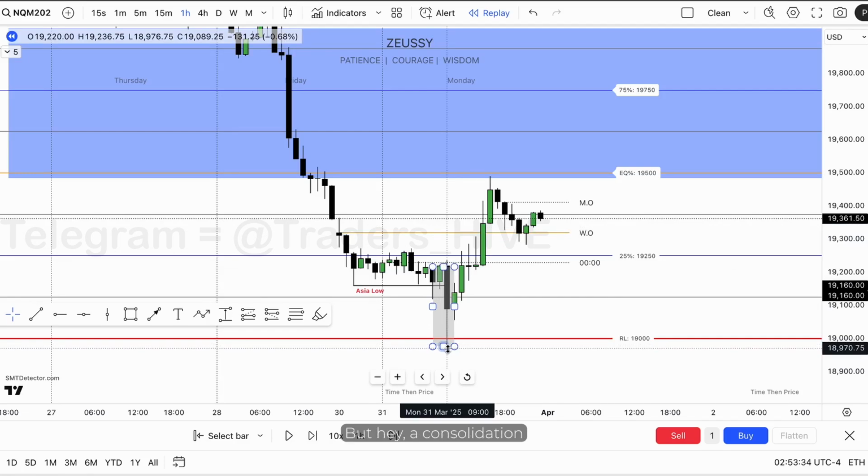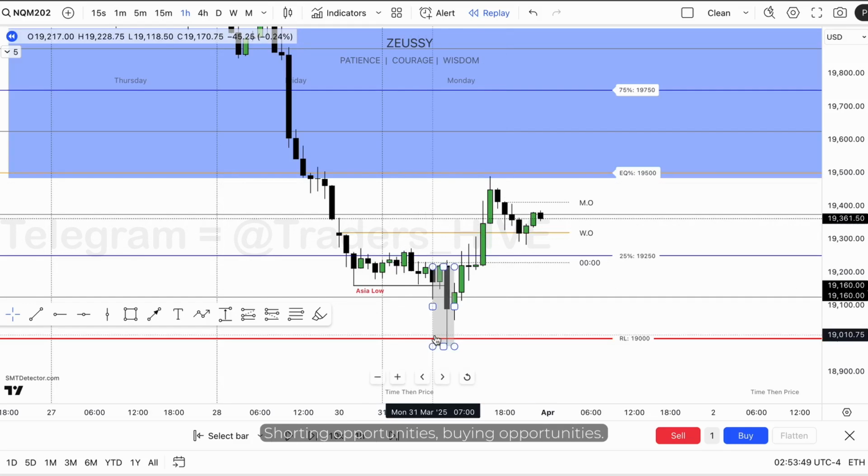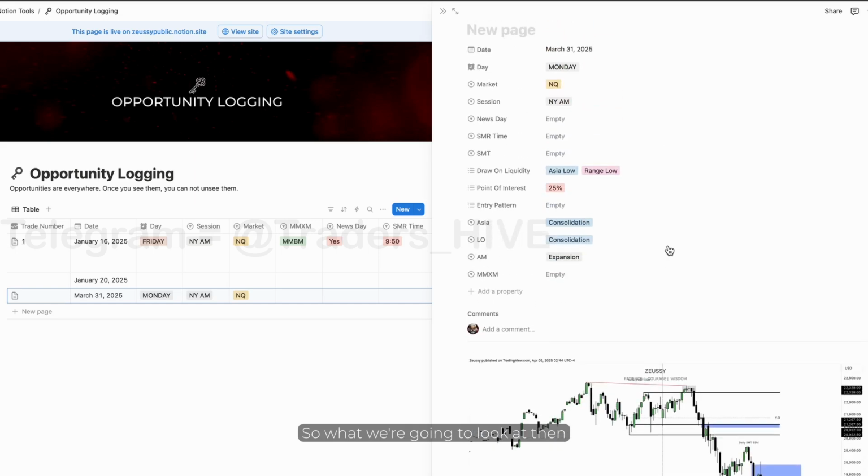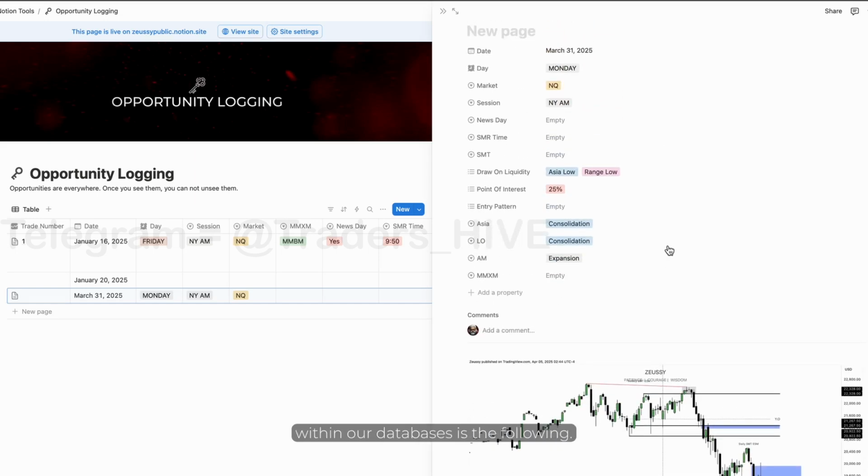But hey, a consolidation followed by an expansion into a draw on liquidity, into a POI, could be manipulation to do what? To then reverse and expand towards the opposing side. Expand lower, expand higher. Shorting opportunities, buying opportunities. So what we're going to look at within our database is both a market maker sell model and a market maker buy model.